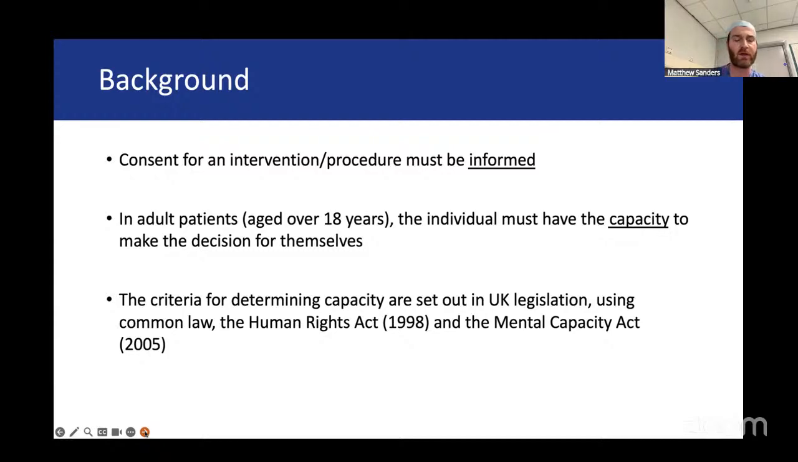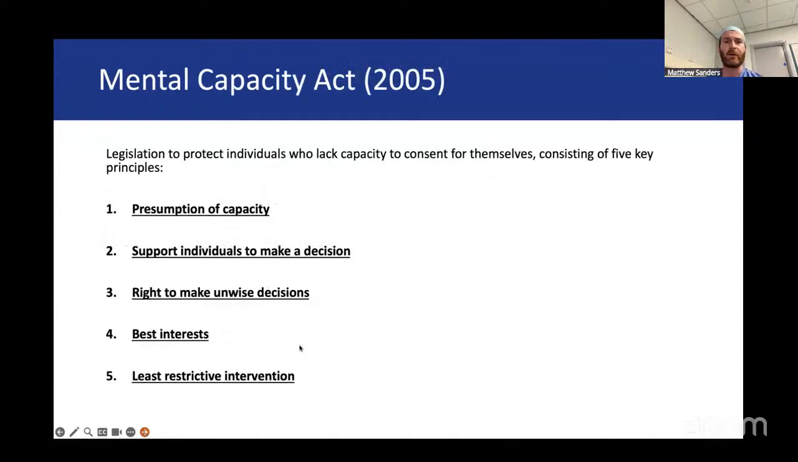Common law has been alluded to already, such as Montgomery, for example, as well as legislation, for example, the Human Rights Act and the Mental Capacity Act, which was established in 2005. The Mental Capacity Act forms the bulk of much of our work when it comes to determining capacity and consent to proceed for treatment. There are 5 guiding principles outlined by the Mental Capacity Act.